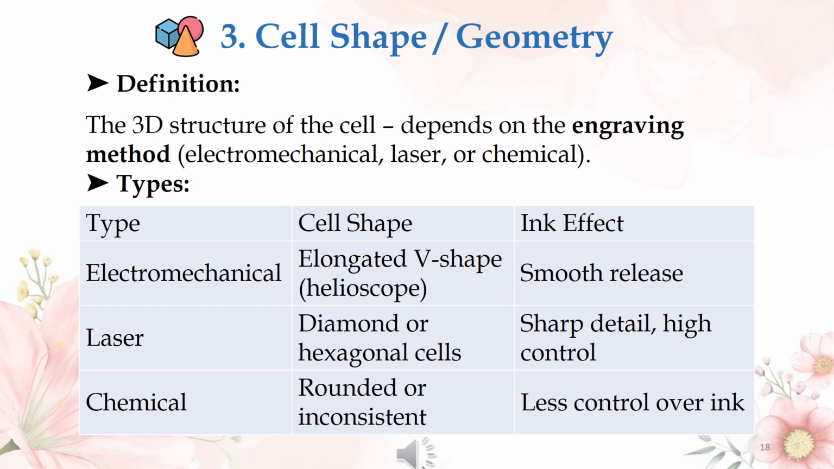The 3D structure of the cell depends on the engraving method. There are 3 engraving methods: electromechanical, laser and chemical. In electromechanical engraving, cell shape is elongated V shape, that is helioscope. Its effect on ink is very smooth.